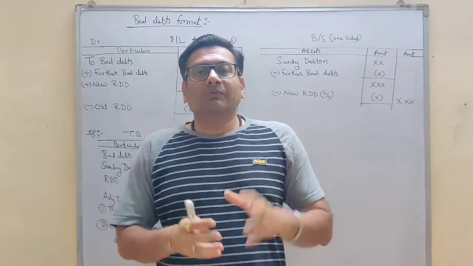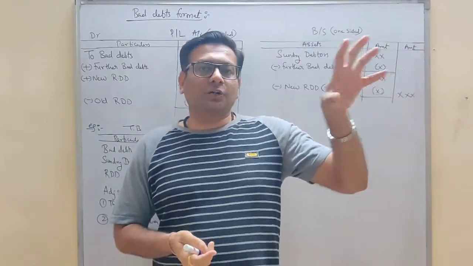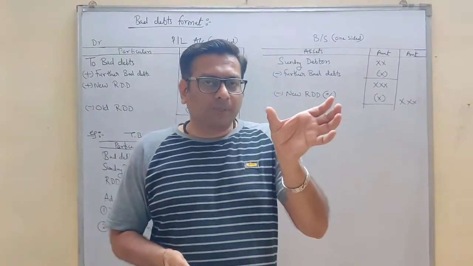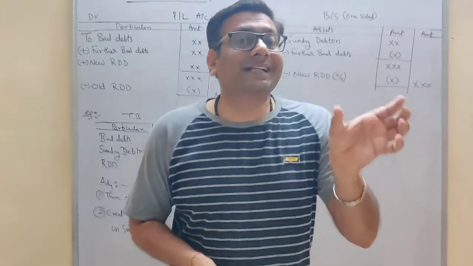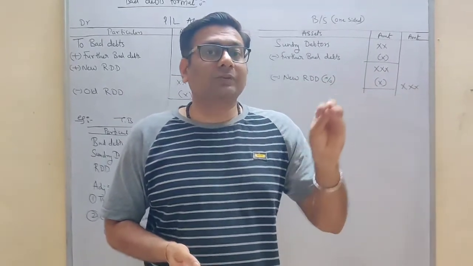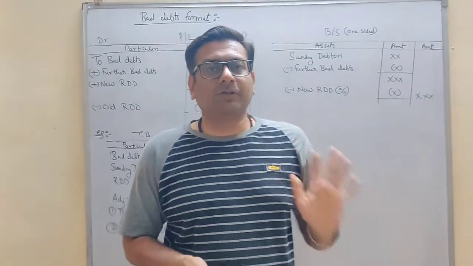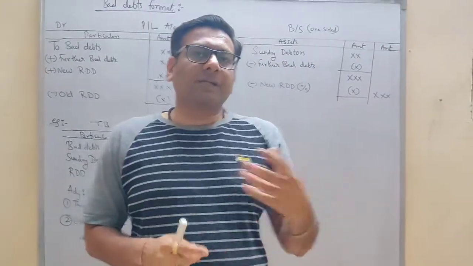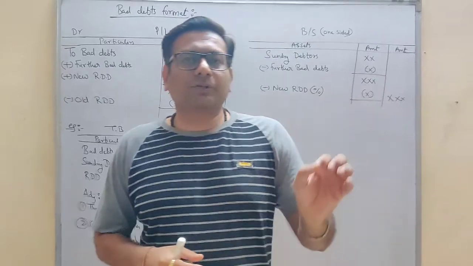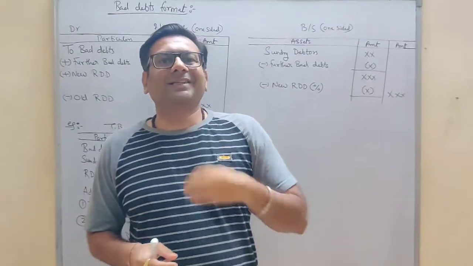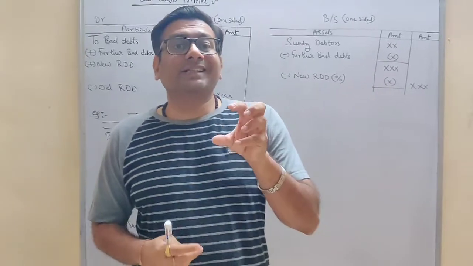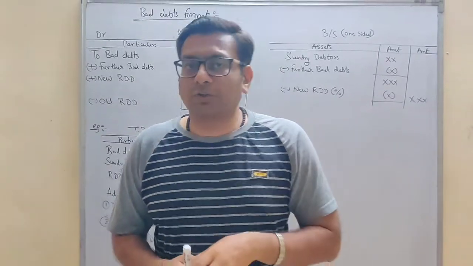So when you make the format for trading account, P&L account and balance sheet, I want you to write the bad debts format in the P&L account itself while drawing the format. When you make a table for trading, P&L, balance sheet, after making all the tables, I want you to write the bad debts format right in the beginning only, before starting with the sum. So let's see what is there in the bad debts format.